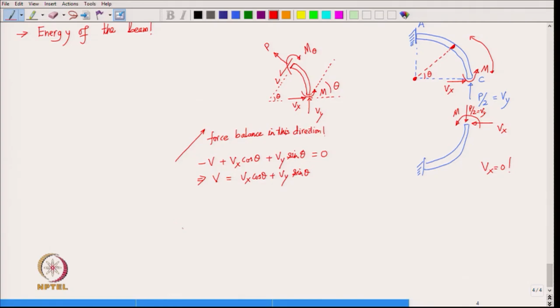Let us then do force balance in the direction of the cross section normal at theta. If we do that, we get force P as positive, and then we have to find out the components of Vx and Vy. You see, the component of Vx is in the opposite direction, so it comes with a minus sign, minus Vx sin theta, and the component of Vy is Vy cos theta. All right. So, this is equal to 0. So, this implies the axial force P is equal to Vx sin theta minus Vy cos theta.